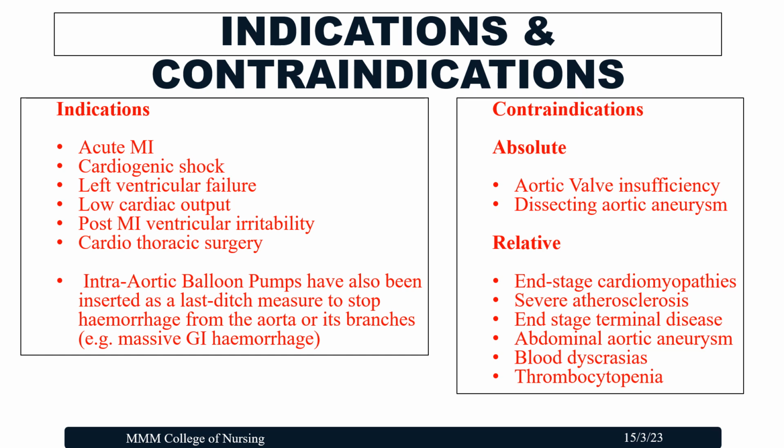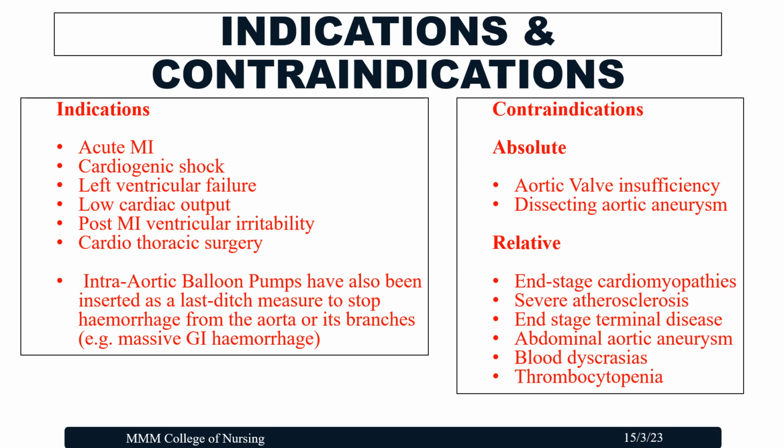Indications and contraindications of IABP. The indications for IABP include acute myocardial infarction, cardiogenic shock, left ventricular failure, low cardiac output, post-myocardial ventricular irritability, and any cardiothoracic surgery. Intra-aortic balloon pumps have also been inserted as a last-ditch measure to stop hemorrhage from the aorta or its branches, when the aorta bleeds heavily or when the patient has a massive GI hemorrhage.